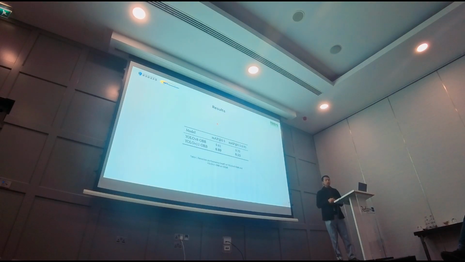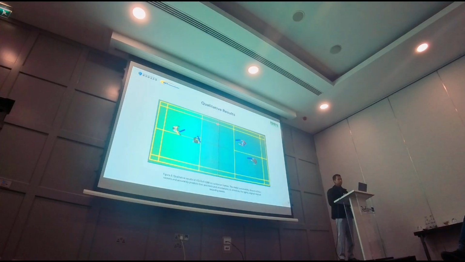For the results, we evaluate with YOLO version 8 OBB and version 11 OBB on our dataset. The results show strong mean average precision, with YOLO version 11 achieving the best performance. This demonstrates the importance of angles. And this is the qualitative result. We can see all rackets are well detected, with angle, which is very important for analysis.